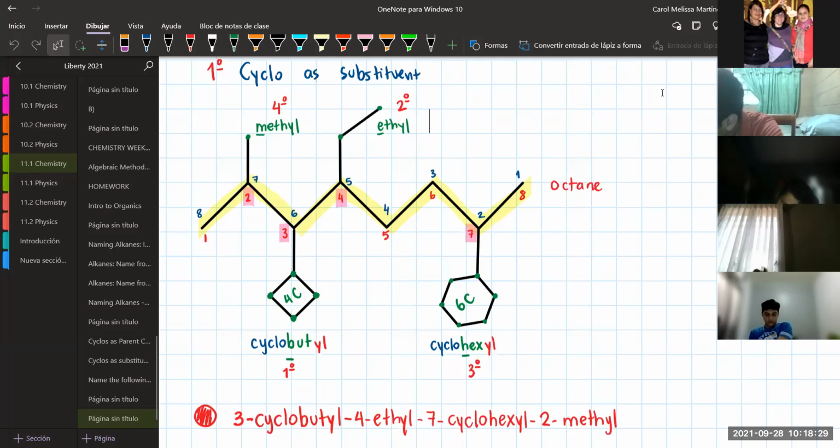2-methyl. And in the last part I write the name of the parent chain, because the parent chain, the one highlighted in yellow, has 8 carbons, so it is going to be octane. And the name of all this structure will be 3-cyclobutyl, 4-ethyl, 7-cyclohexyl, 2-methyl-octane. That's the way that we name this.